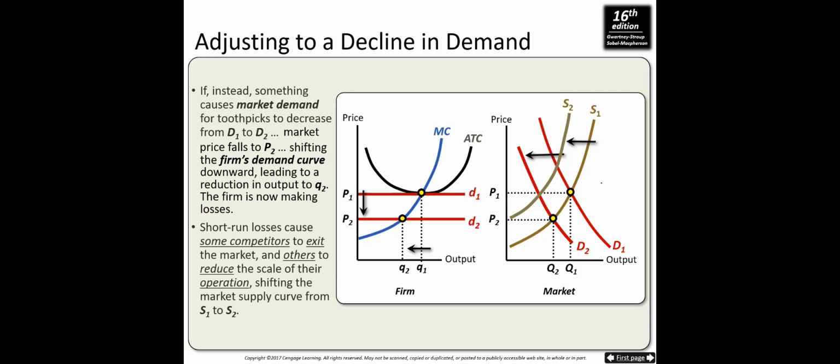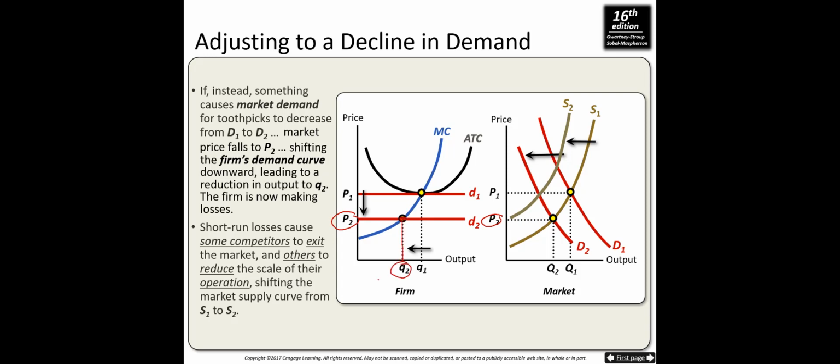If instead something causes market demand for toothpicks to decrease, now let's look at an adjustment to a decline in demand. This time D1 goes to D2 and the price goes down to P2 instead of P1. Look at that price.